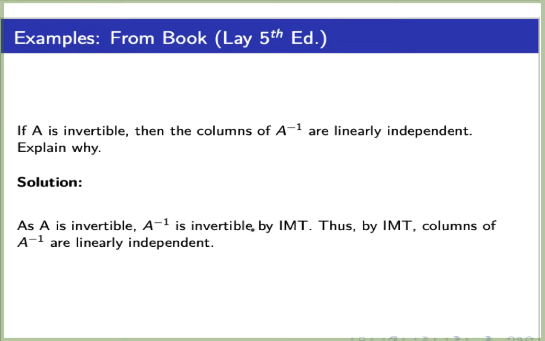Now, this one is invertible not by the IMT, but we already know from a previous section, 2.2, that if A is invertible, A inverse is also invertible. So if A is invertible, A inverse is invertible, and by the IMT, because a matrix is invertible, the columns of that matrix are linearly independent.